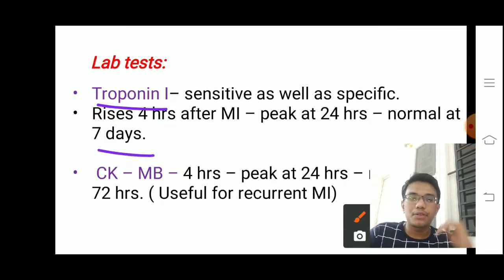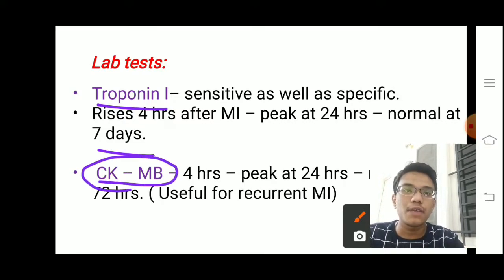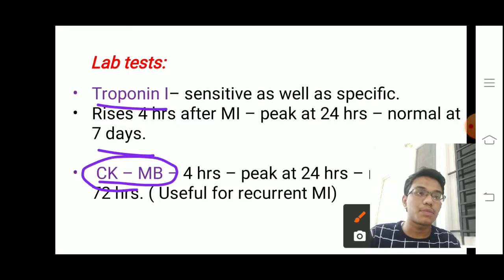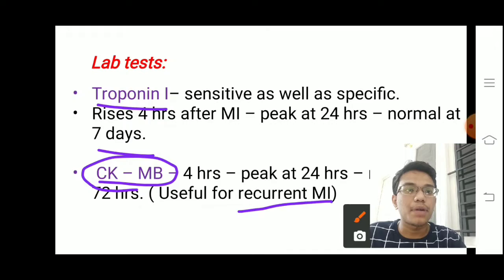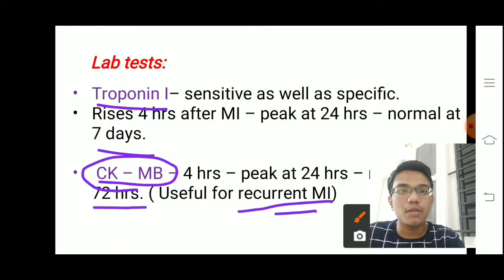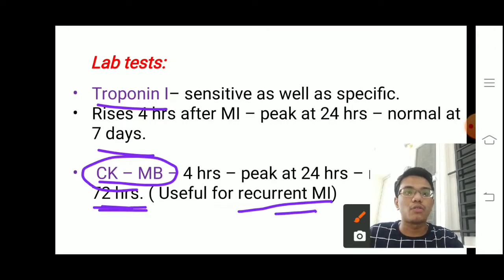Even if you give proper treatment, even if the patient has recovered from the myocardial infarction, the troponin I levels will be increased for approximately 7 days. After 7 days only it will come back to normal. So it cannot tell you that recurrent MI has occurred. In this case, CKMB becomes useful, even though it's not as sensitive or specific as troponin I. This can tell you whether recurrent MI has occurred because it comes to normal within 3 days, that is 72 hours.